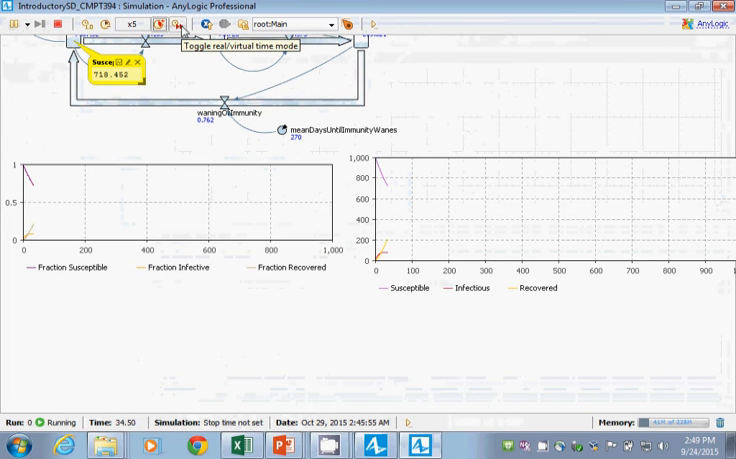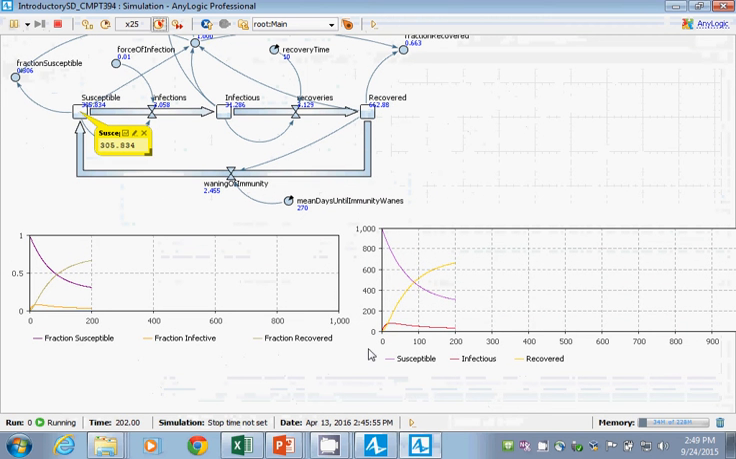Good. So susceptible is going down, and the number of infectious goes up, but it reaches a peak. Why does it reach the peak? What's different when it reaches the peak? When it's flat, what must be the case for infectious to be just flat? Not going up, not going down. What must be equal? Infections equal recoveries. Exactly. So at that point, inflow equals outflow.